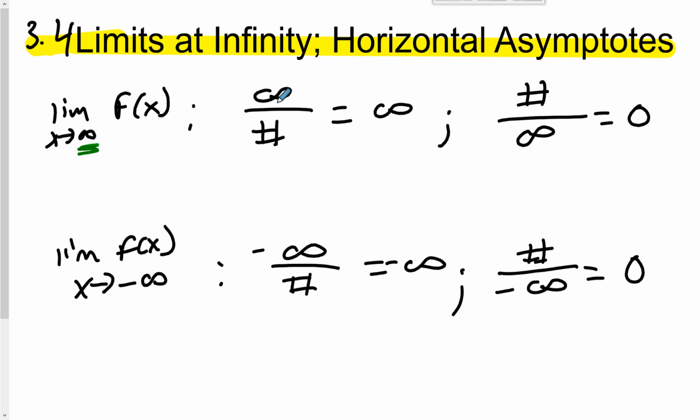When we have rational functions, as x gets bigger and bigger and we're just dividing by some number, then it goes to infinity. If the top is just some number and the bottom keeps on growing and growing, then it's going to get closer to 0. So this is like 1 over x. As x gets bigger and bigger, this is going to approach 0 as the limit.